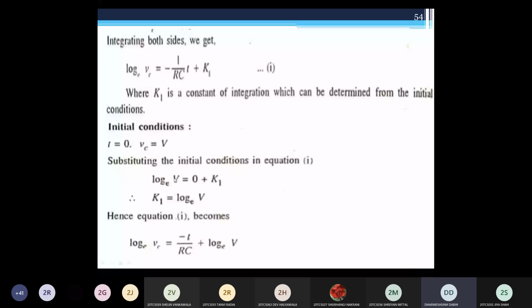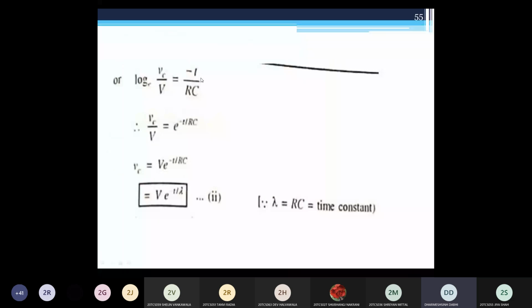Okay? Initial condition. So put this value in equation number 1. VC is V, so it becomes log V. t is 0 because it is the initial time, so it becomes 0 plus K1. So K1 becomes log V. Put this value of K1 in equation number 1. So log VC is equal to minus t upon RC plus log V. Now this log V comes to the left-hand side, so this becomes log of VC divided by V is equal to minus t upon RC.